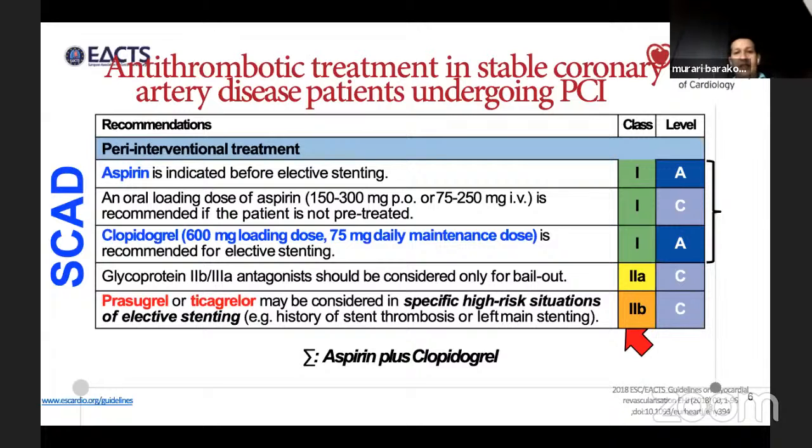Only if we have high risk features, like we see a development of thrombosis during PCI, or we are doing high risk procedures like left main bifurcation stenting, in that case it is a class 2B indication that we can use highly potent agents like prasugrel or ticagrelor. But in general, we use aspirin and clopidogrel. We need to use a loading dose.